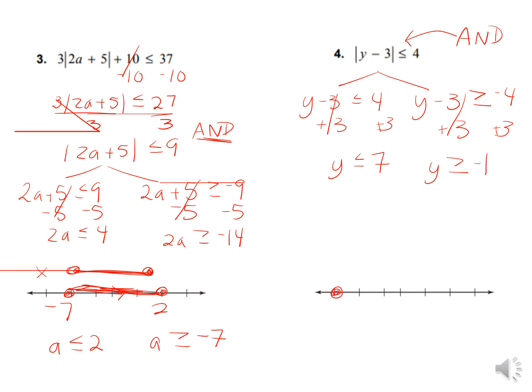Again, a closed circle at negative 1, and y is greater than. I always read it right before I draw my line and my circle. And a closed circle at 7, and y is less than. So there is your answer.